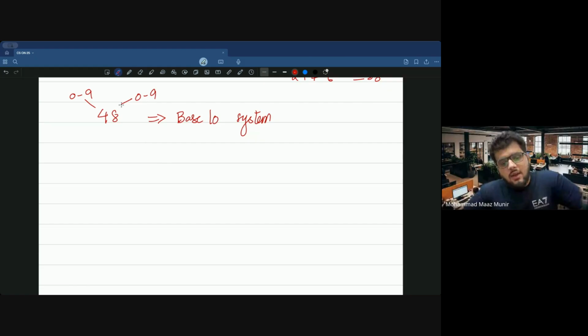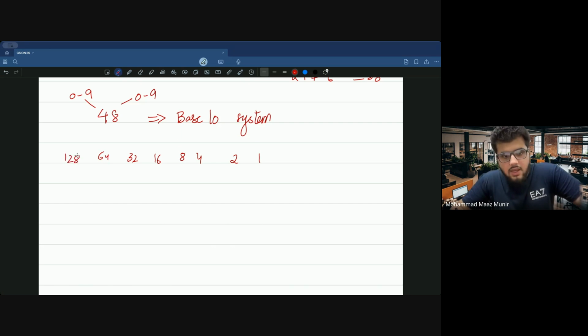Okay, so now let's say I want to convert 48 into binary. How am I going to do that? Firstly, I want to write the values. So the values are 1, 2, 4, 8, 16, 32, 64, and finally 128.